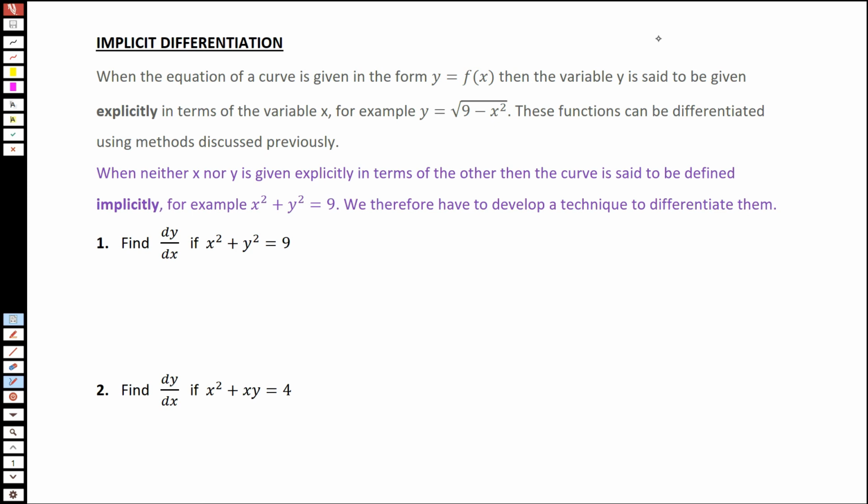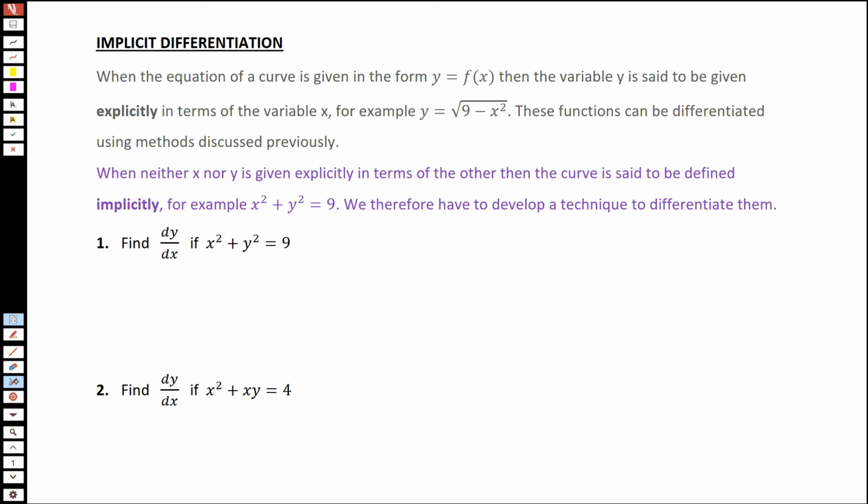But sometimes you may end up with equations which are written in the form of x squared plus y squared is equal to 9. Now, when these equations are defined like this, we say they are defined implicitly. And therefore, this is the purpose of this tutorial, to find out ways in which you can differentiate such equations.